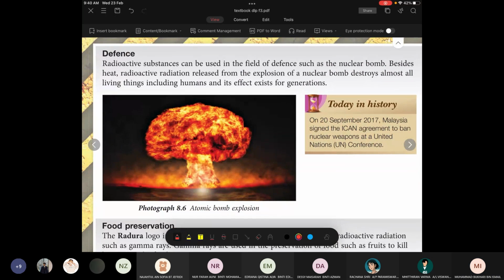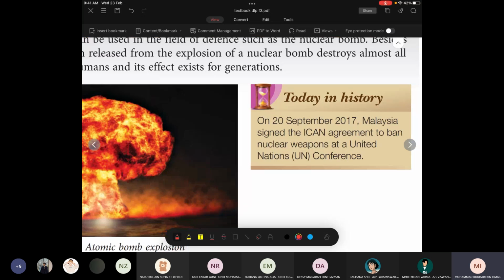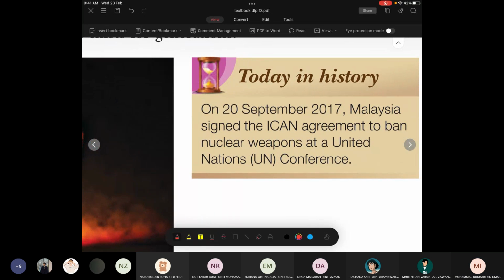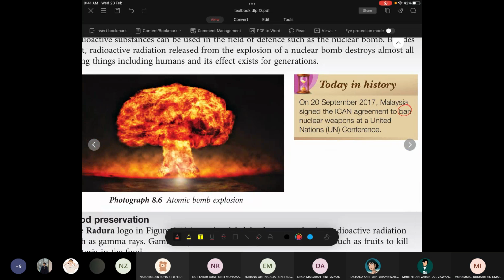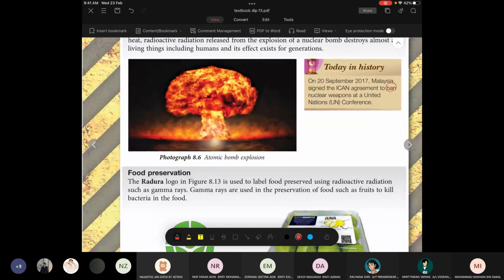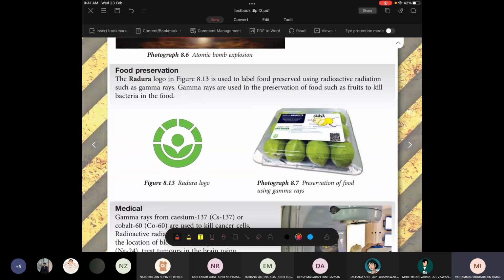Next one is defense, nuclear bomb. Okay, nuclear bomb. However, Malaysia signed the ICAN agreement to ban nuclear weapons because nuclear weapons are very dangerous. Because we have learned that Japan went through a very horrible time long ago in the past because an atomic bomb was dropped by American soldiers, right? So we need to ban this nuclear weapon because it's so disastrous and horrible.